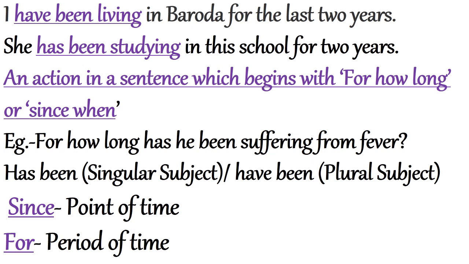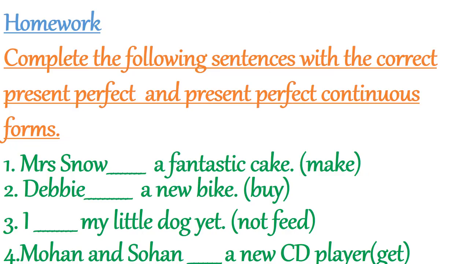Here it is given that "has been" is used for a singular subject. Already I have told you that "has" is used for a singular subject and "have" is used for a plural subject. "Since" is used for a point of time and "for" is used for a period of time. So this is all about the present perfect tense and the present perfect continuous. Now let us move to your homework.